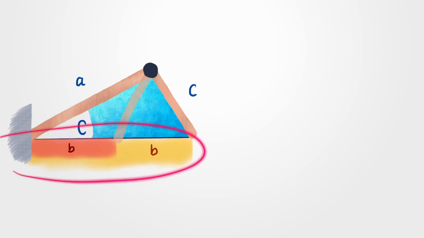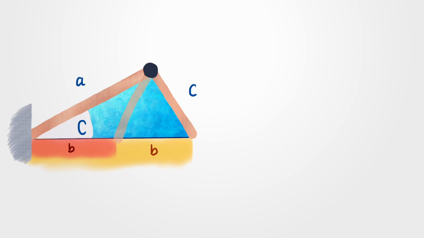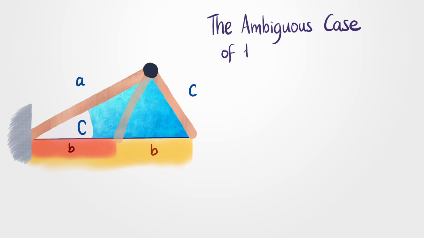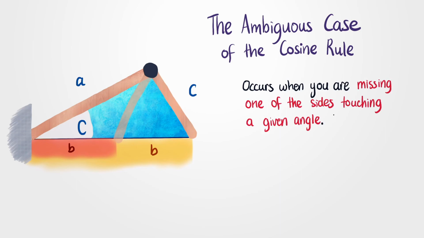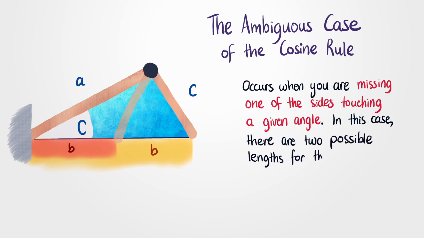So as you can see, because B has 2 possible lengths, when you actually try to solve for B, you're going to find that there are 2 possible answers. And this is the ambiguous case of the cosine rule. So as we said, if you're using the cosine rule to solve for a missing side that's touching a given angle, you'll find that it's possible to have more than one correct answer. And with this, we've actually completed our discussion on the cosine rule.